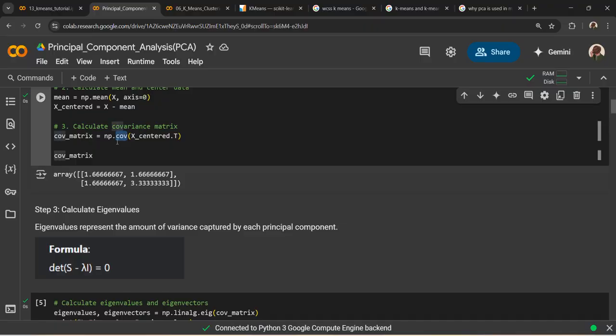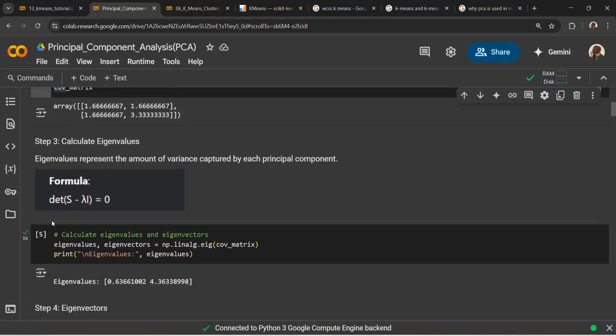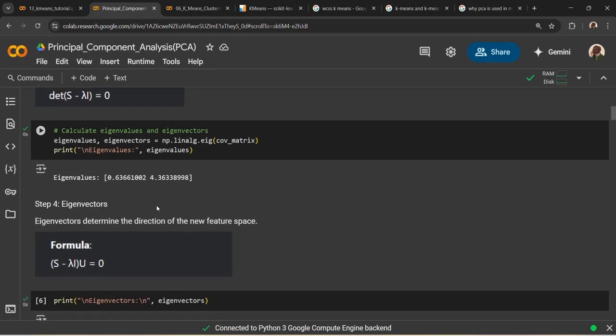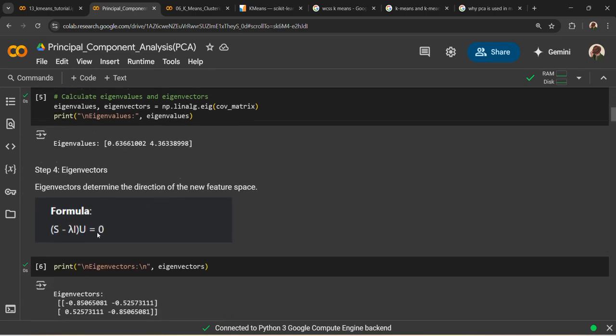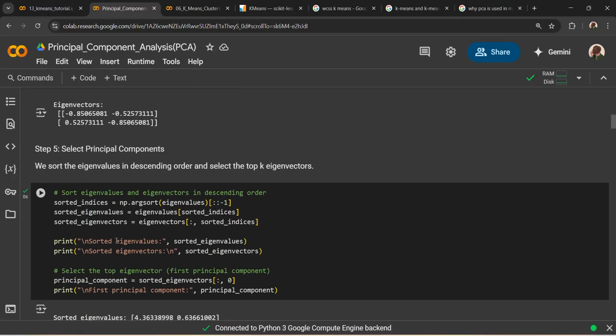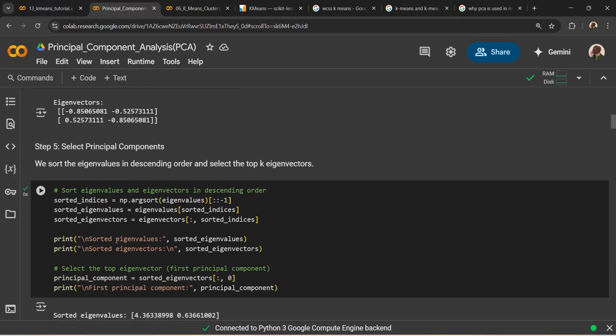See, covariance matrix. After the covariance matrix, then I need to find out the eigenvalues. These two are eigenvalues. Then eigenvectors. These two are eigenvectors. Once I get the eigenvectors, then my goal is to find out the principal components.